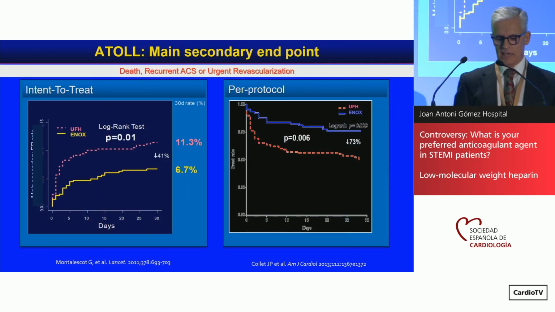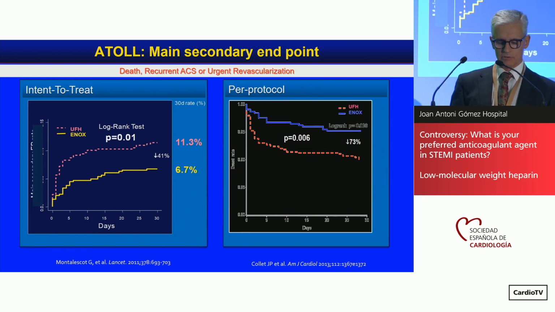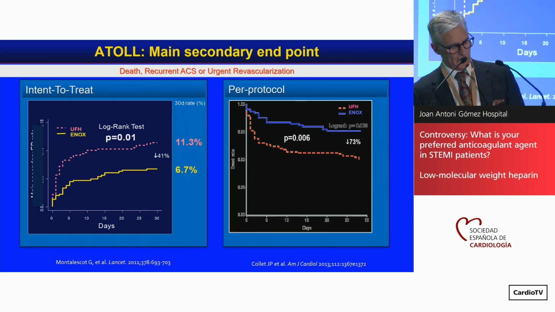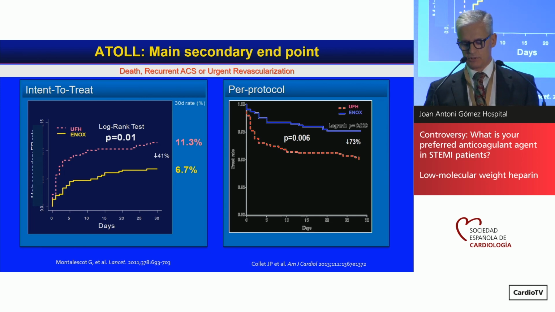When you analyze the main secondary endpoint, death, recurrent acute coronary syndrome or urgent revascularization, both trials showed a significant benefit for those patients treated with enoxaparin. There is a reduction of 41% of the endpoint with intention to treat, and this difference was increased to 73% with the per protocol treatment.